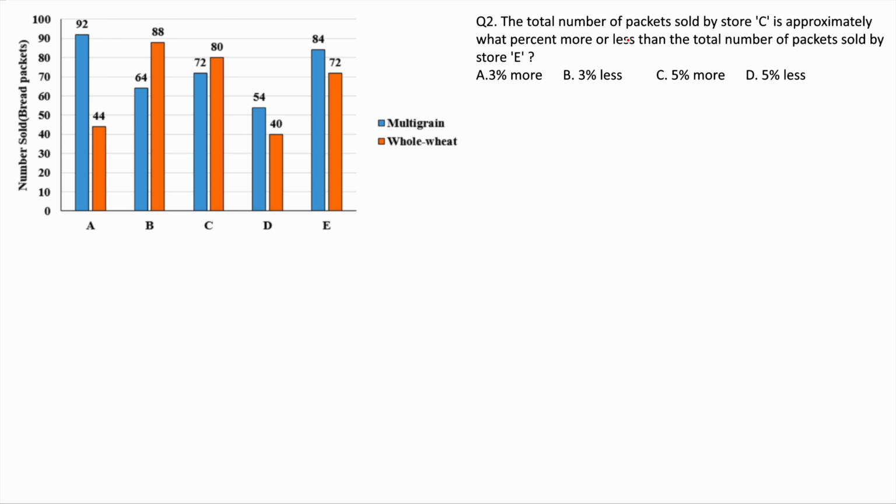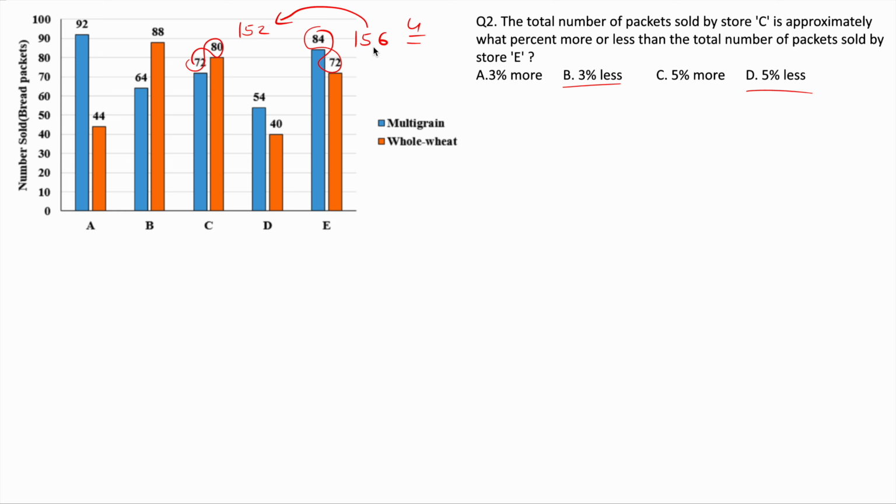Okay, the total number of packets sold by store C, that is 72 plus 80 is 152, is approximately what percent more or less than total packets sold by E? Total packets sold by E is 84 plus 72, that is 156. So technically it is less. Packets sold by C is less in number. So it's either the B option or the D option. Now, the difference is 4 basically.